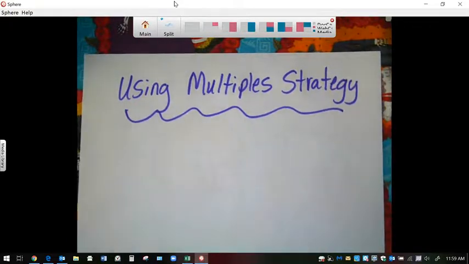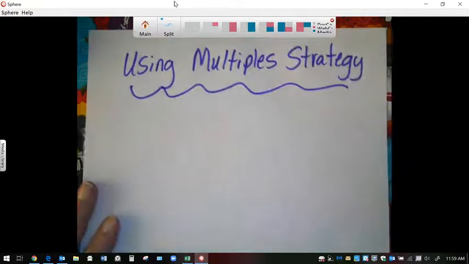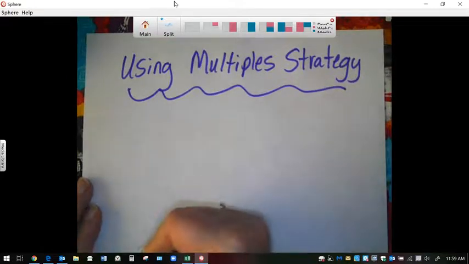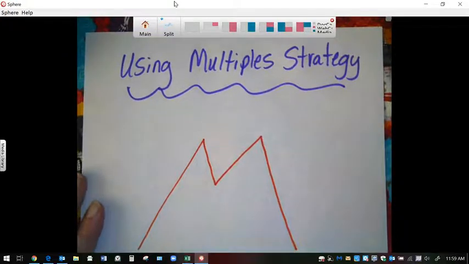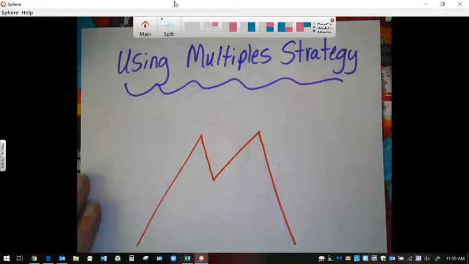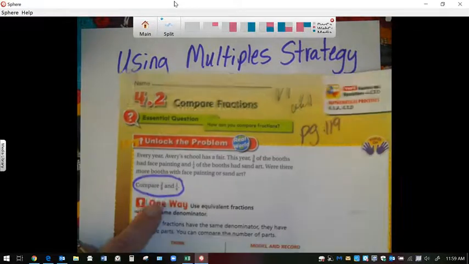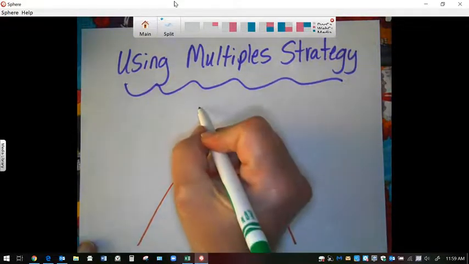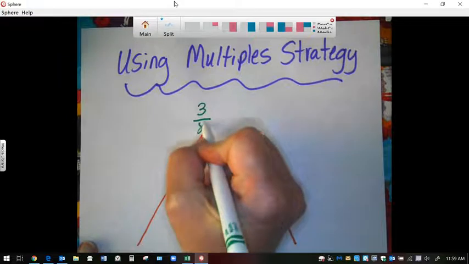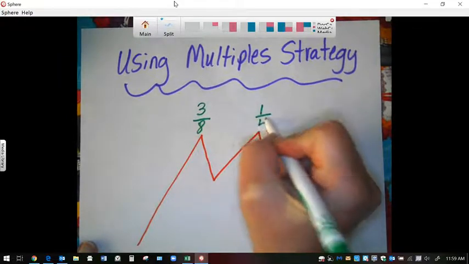We're going to begin by drawing a big letter M for the word multiples, because that's what we're going to use. And now I'm going to write down the two fractions from our Go Math page, which were 3/8 and 1/4. So on top of every peak, 3/8 and 1/4.